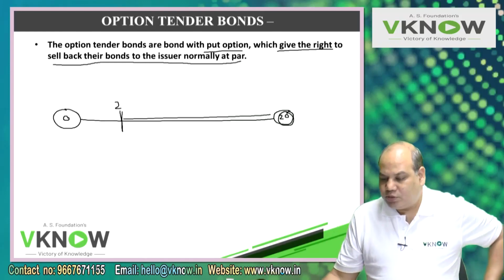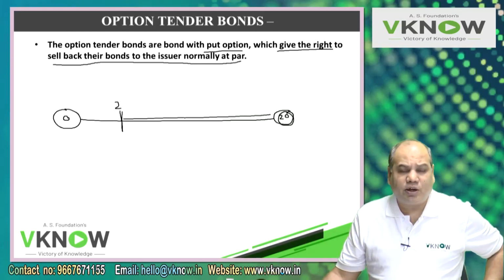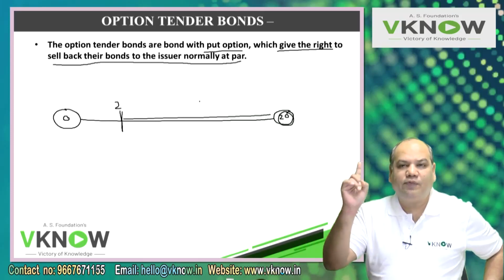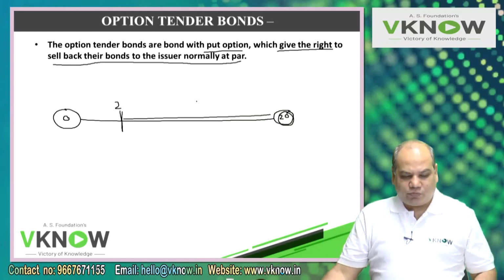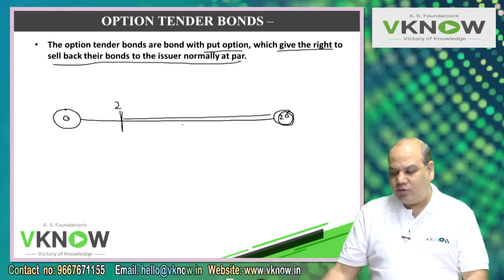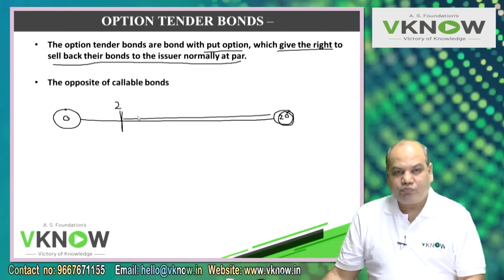So why will such bonds be issued? One, the investor may like to redeem his bond much before maturity, so give him that choice. Second, it is possible that in future the market rate of interest may go up. So the investor would like to benefit from the increase in the market rate of interest in future, and therefore he may insist on the early redemption of these bonds. So these are called option tender bonds. It is the opposite of a callable bond.